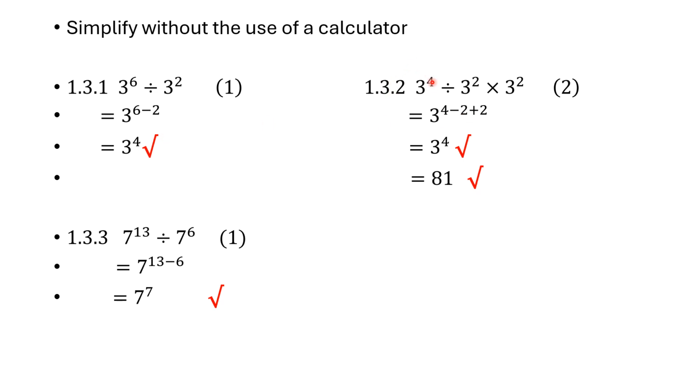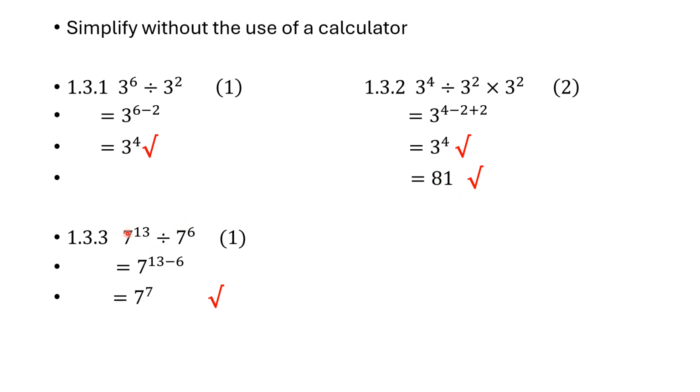Second problem, we gave you 3 to the power 4 divided by 3 to the power 2 multiplied by 3 to the power 2. Alright, so basically division, we have to subtract exponents. Multiplication, we have to add the exponents. So therefore it becomes 4 minus the 2 plus the 2. 4 minus 2 gives me 2. 2 plus 2 gives me 4. Therefore 3 to the power 4 is 81.